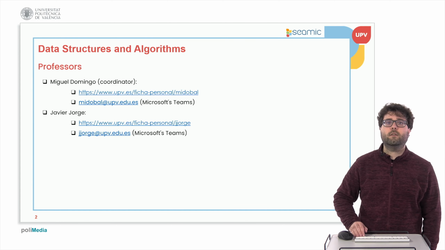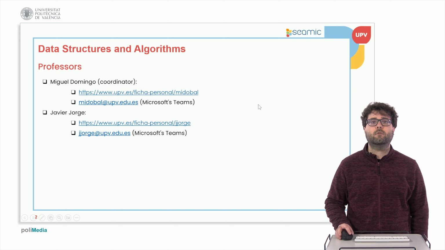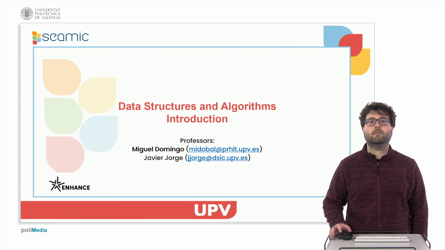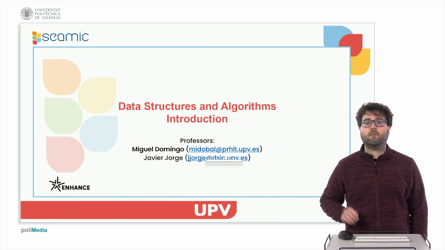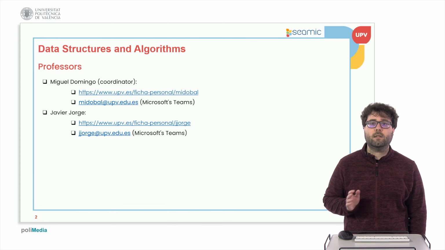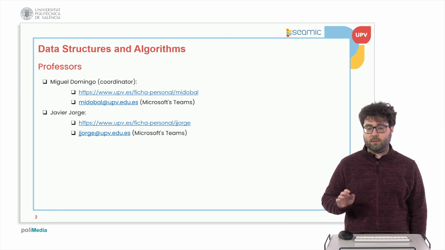Here you have our information, both our websites, and this is the email address for Microsoft Teams. You can see that it's different from the regular one, but if you want to contact through Teams, you need to use this one, and if it's an email, both of them work the same way.